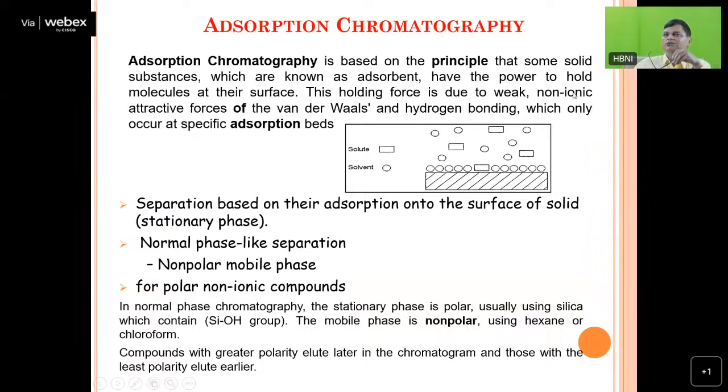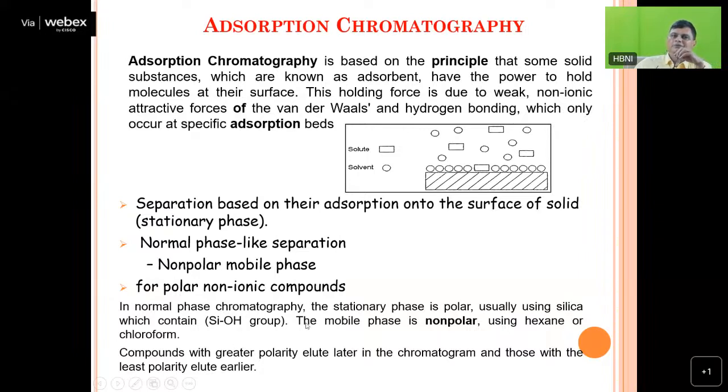You can see that the solvent molecules are held on that stationary phase. The holding force is due to weak non-ionic attractive forces like van der Waals or hydrogen bonding, which only occur at specific adsorption bands. Separation is based on adsorption on the surface of a solid, that is, the stationary phase. In normal phase separations, we have a non-polar mobile phase for polar non-ionic compounds.